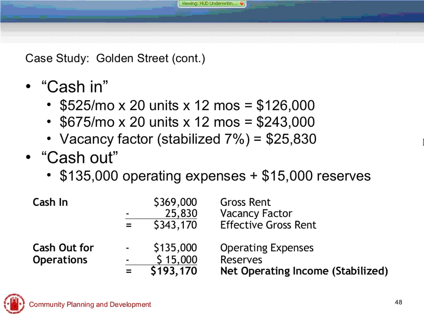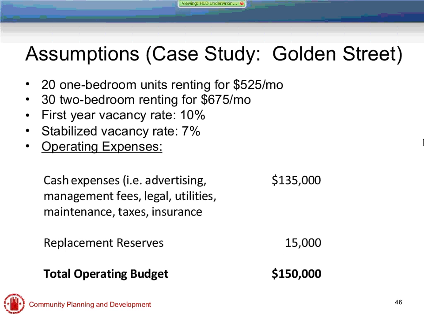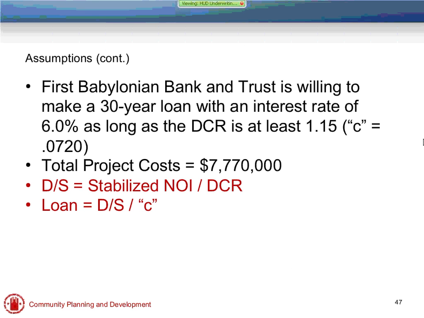So let's go back to the next question that was in our case study, which is what the bank is willing to offer us. So First Babylonian Bank and Trust is willing to make a 30-year loan with an interest rate of 6% as long as debt coverage is at least 1.15. So the constant for this rate and term is 0.0720. We're not going to use the total project cost quite yet, so both calculations, formulas there in red, can be used to determine our number.